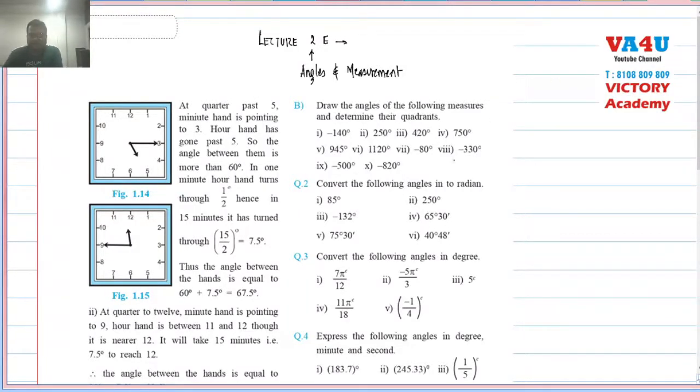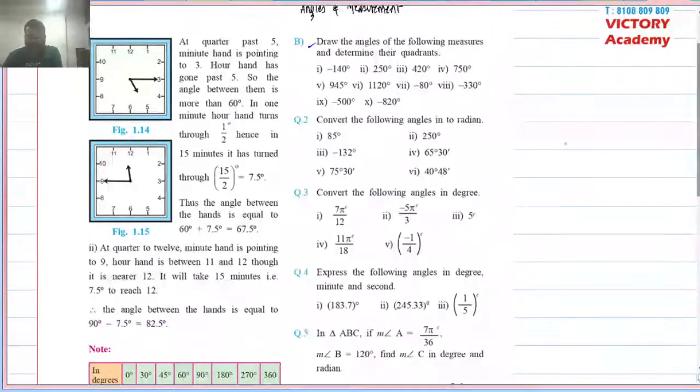Okay, so now we have seen this question in the previous lecture. Convert the following angles into radian. We just have to do pi radians is 180 degrees. We have done a lot of questions like this.